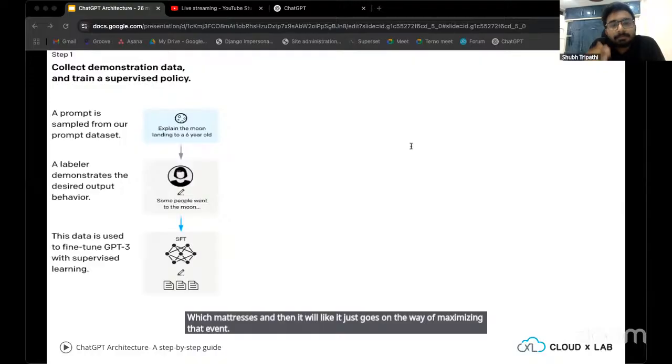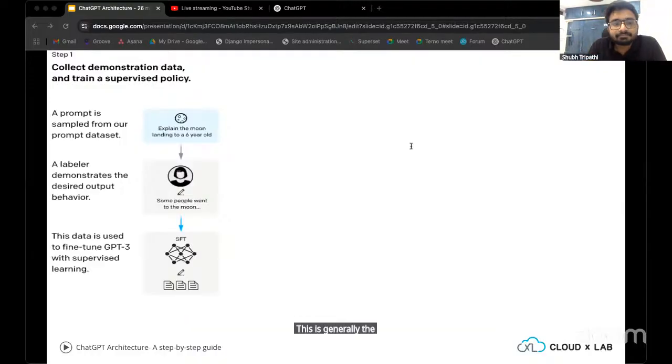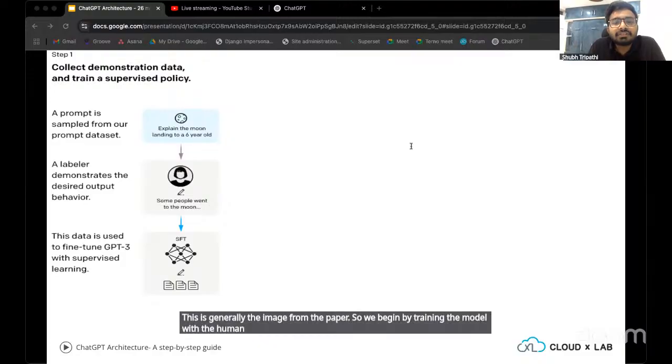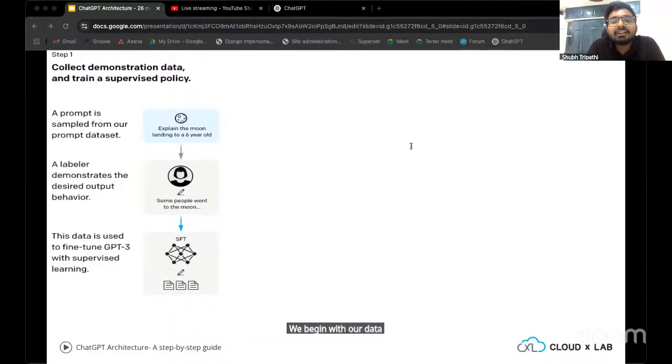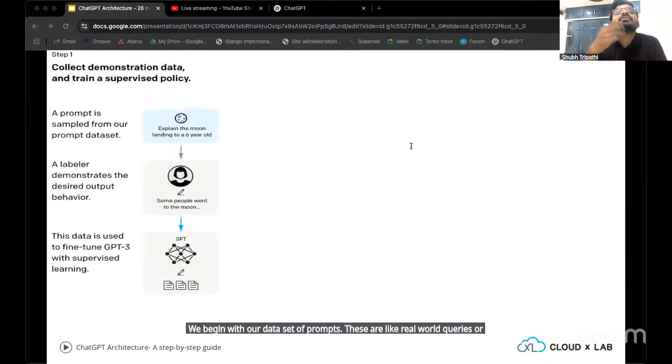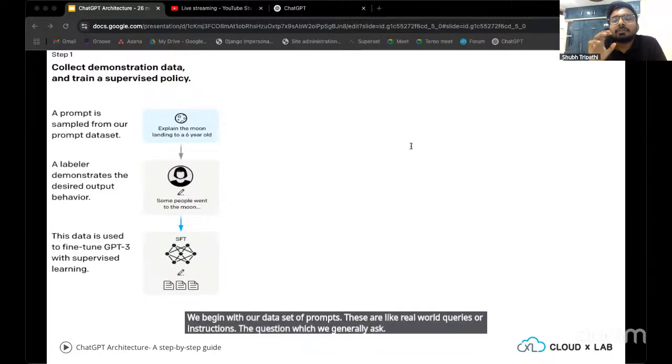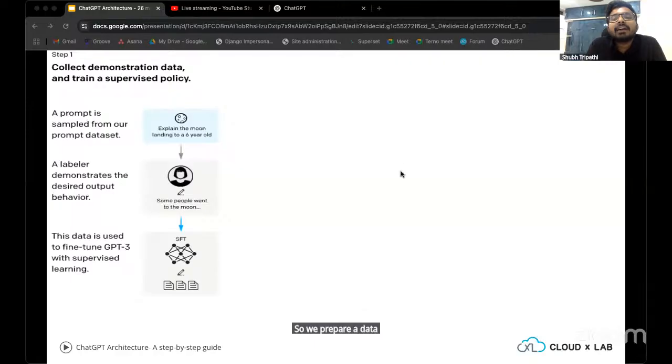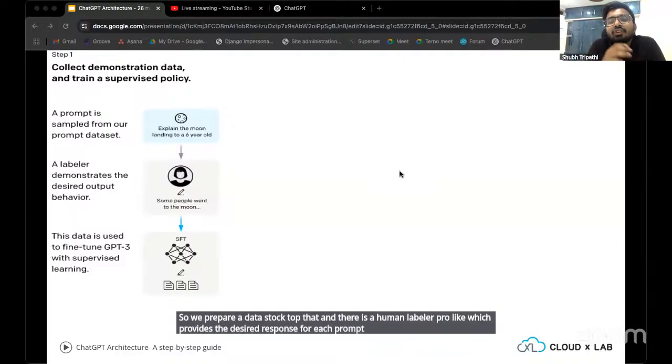This is generally the image from the paper. So we begin by training the model with the human demonstrations to create a strong foundation. We begin with a data set of prompts. These are real world queries or instructions, the questions which we generally ask. So we prepare a data set of that, and there is a human labeler who provides the desired response for each prompt, ensuring high quality outputs.